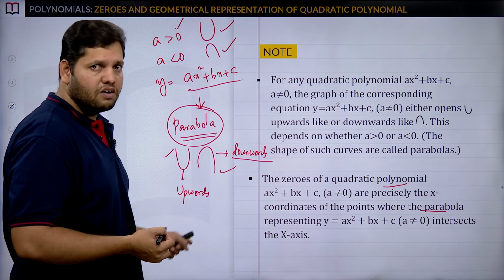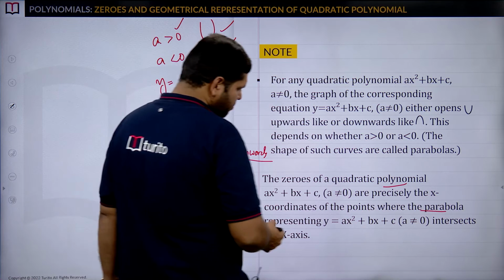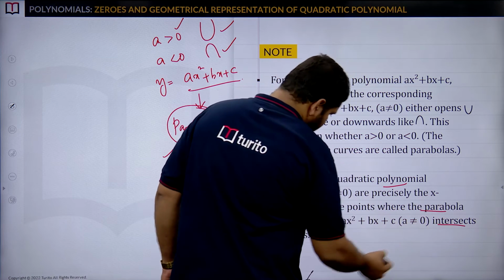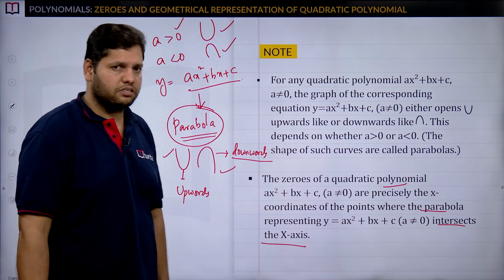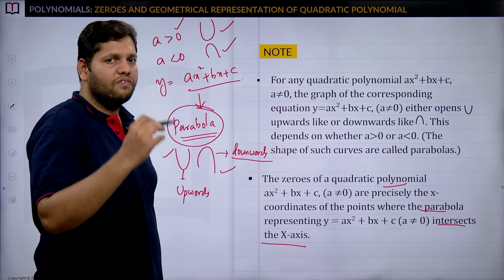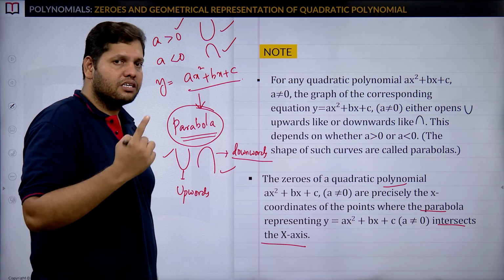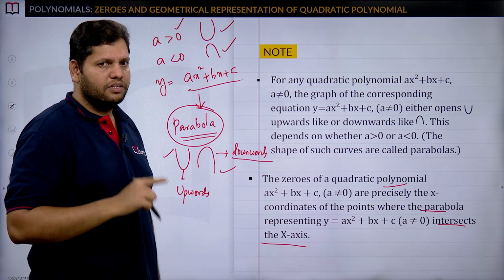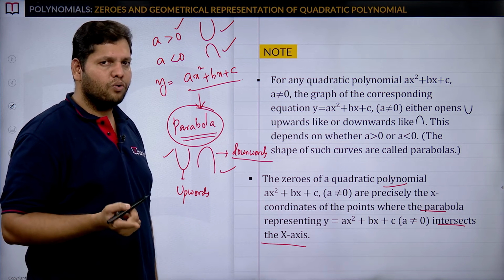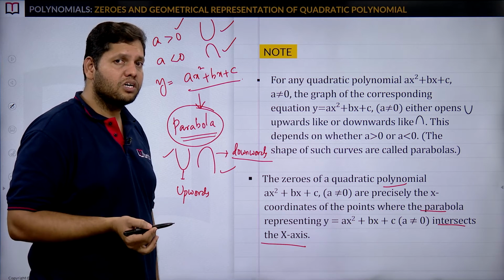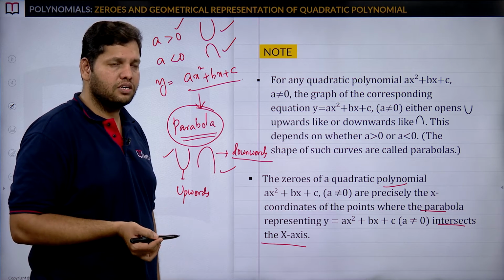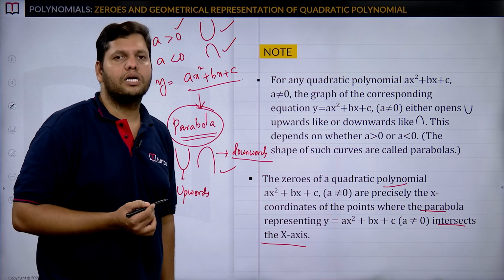This curve is a parabola. This curve y is equal to x square intersects the x-axis. We have to take the x coordinates of the points where the parabola is intersecting the x-axis, whether it is meeting at 1 point or 2 points or 3 points, whatever it is. So we have to take only the x coordinates of those points. Clear, children? Those are called the zeros of the polynomial.